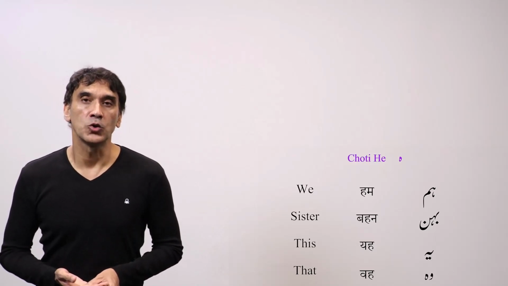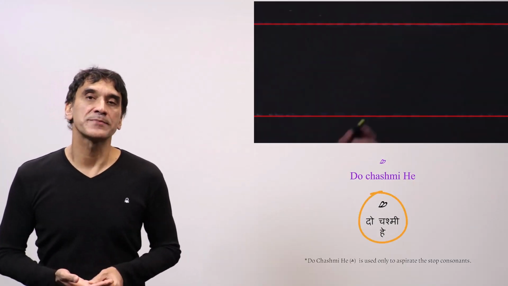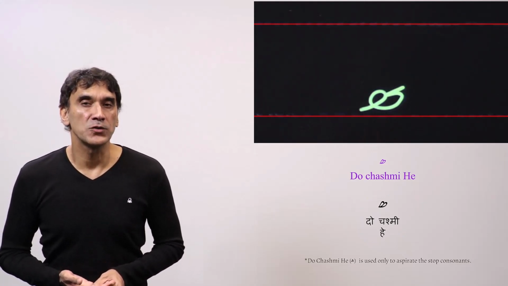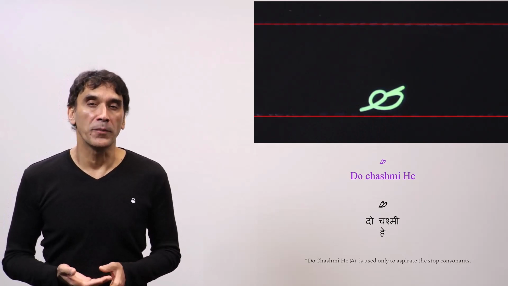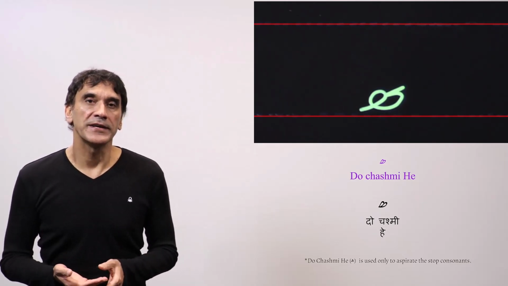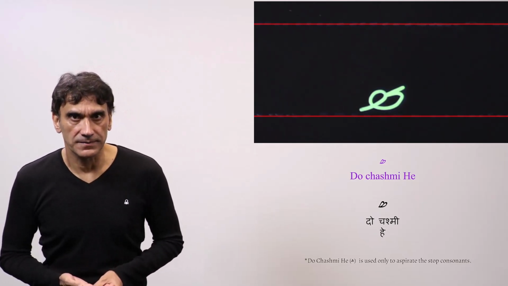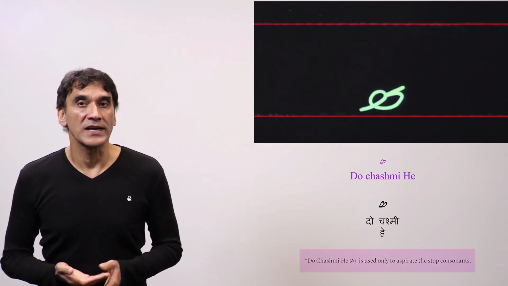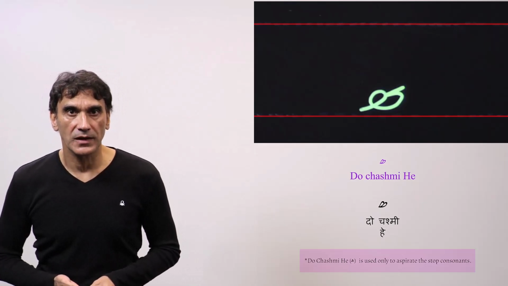Let's now take the Do Chashmi He. The letter Do Chashmi He does not have a sound. It is used to aspirate the stop consonants. We had a little glimpse of the use of Do Chashmi He in the video on Bay group. Here we take it in a little more detail. The only function of Do Chashmi He in standard Urdu is to aspirate the stop consonants.